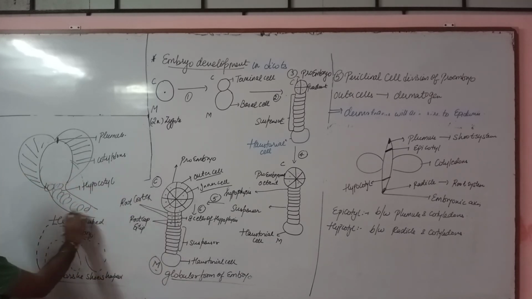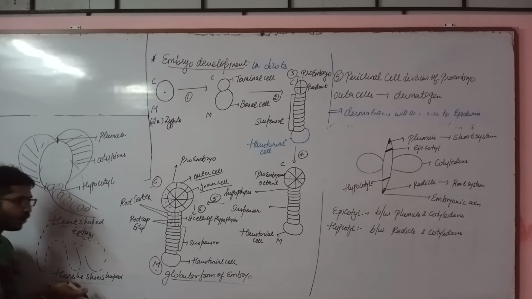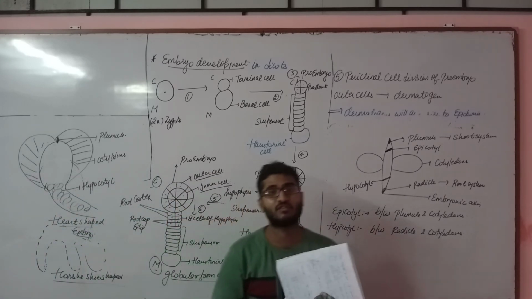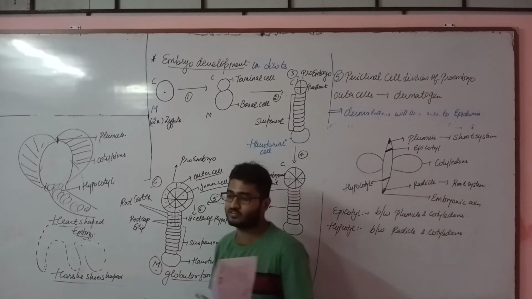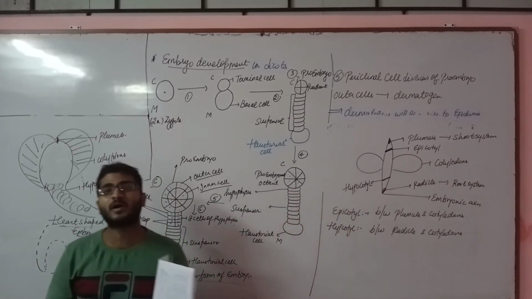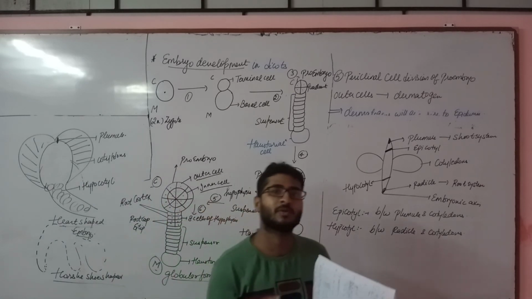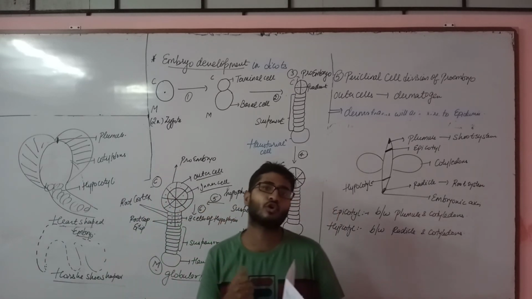So initially it was the globular form of the embryo. Then it changes to heart-shaped embryo and then to horseshoe-shaped embryo. So this was all about the development of embryo in case of dicots, that is dicotyledonous. In the next part, we will discuss the various steps involved in the development or formation of monocot embryo.